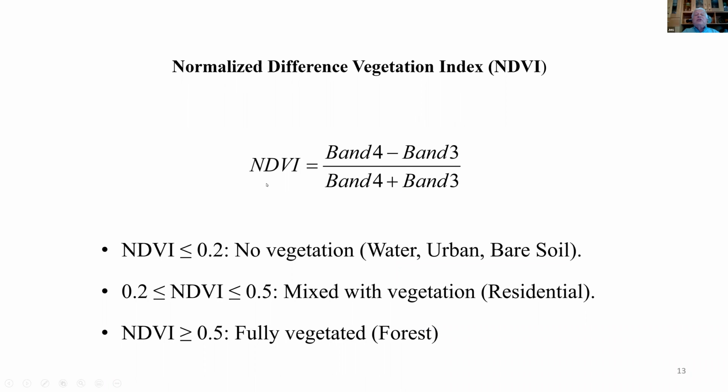In addition, we can derive from satellite information what we call the NDVI. It is a vegetation index that varies between -1 and +1. When it's less than 0.2, it means really there is very little or no vegetation. It's mostly either water, urban, or bare soil. Between 0.2 and 0.5, it's kind of mixed vegetation within residential areas. We have a lot of that in Columbus. And when the NDVI is greater than 0.5, we have really areas fully vegetated like forest.